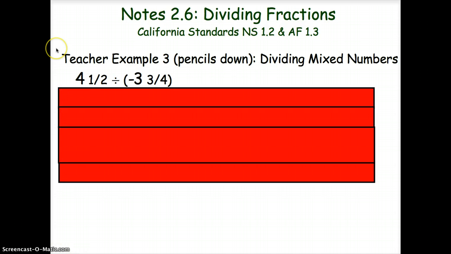Okay, teacher example 3, same idea, but now we've got a mixed number.